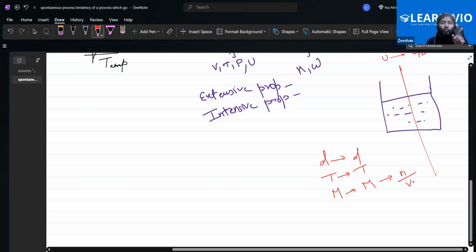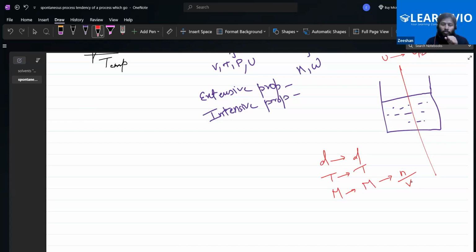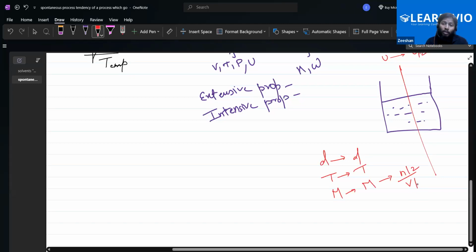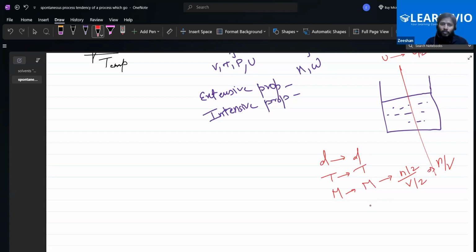Molality is the number of moles upon mass of solvent in kg. Okay, so you will see that the number of moles is also reduced to half and the volume is also reduced to half. So it will become n by v only, right? So molarity also does not change.